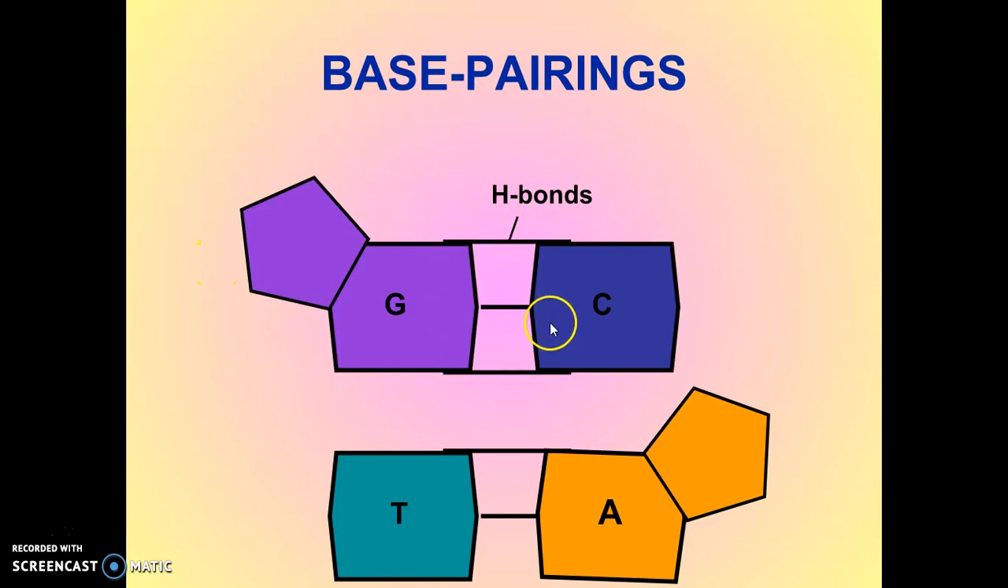In the middle here, there is something called an H bond. This is the bond that holds the two bases together, and that is a hydrogen or an H bond. It's a very, very weak bond that holds them together, but can also be broken when we go through the replication process.